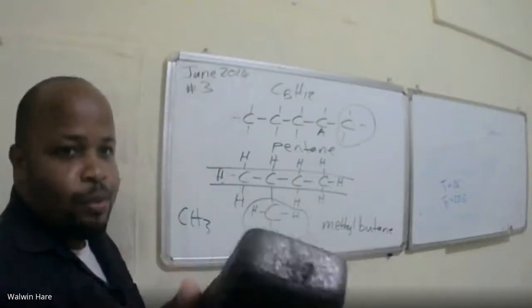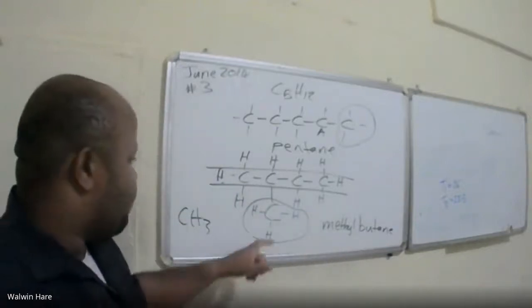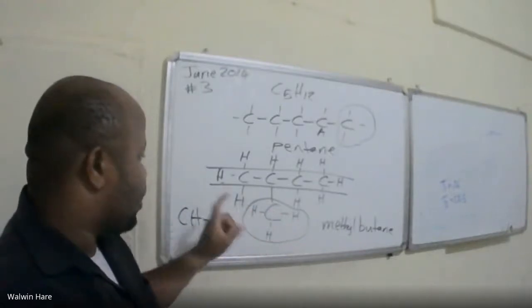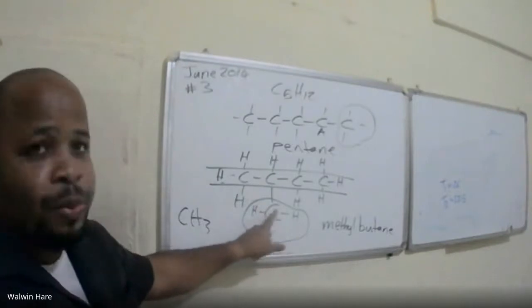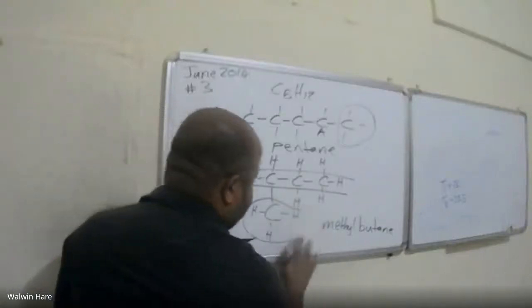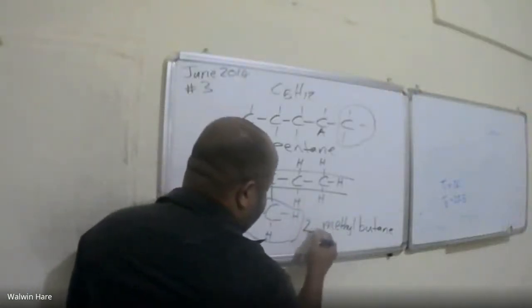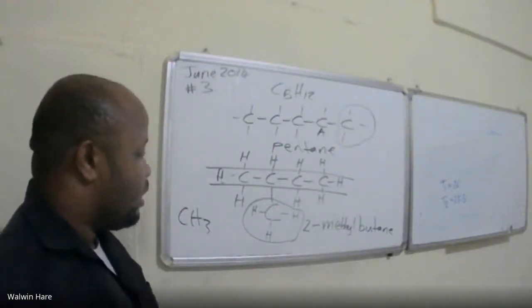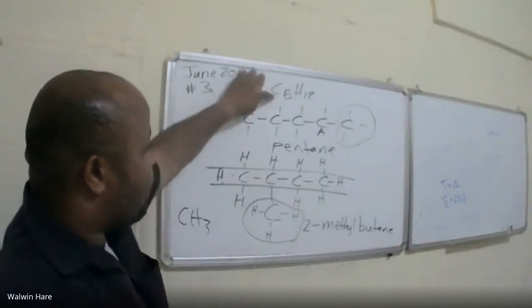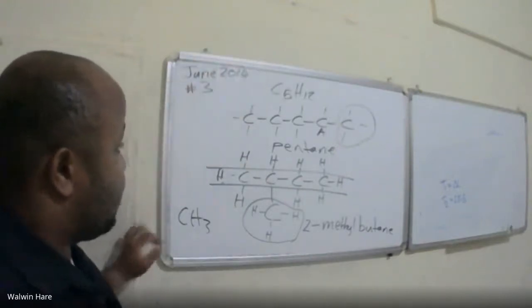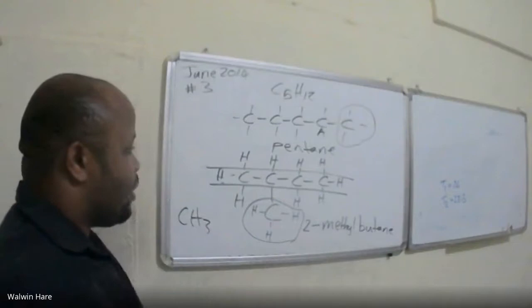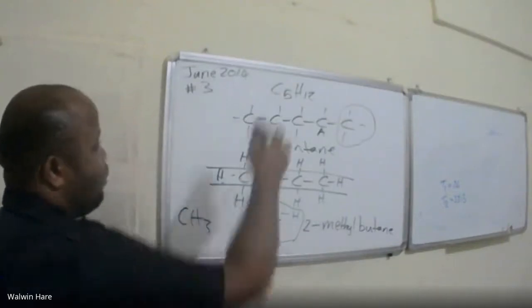And remember now, as some of the students were saying, we have to tell where the methyl group is. So which carbon atom is the methyl group attached to? The second one. Right, the second carbon, that is correct. So it is 2-methyl butane. So pentane, C5H12, has three isomers. It has pentane, 2-methyl butane. I'm going to draw the third one now. All right, so I'm going to erase this one at the top.